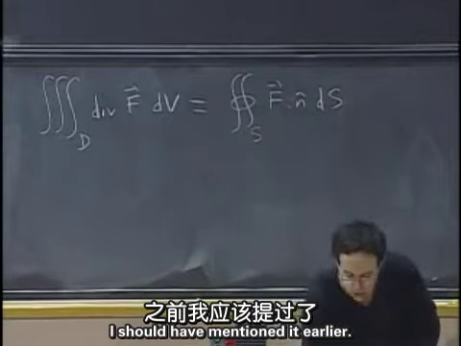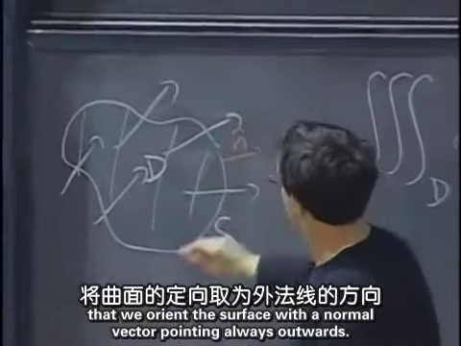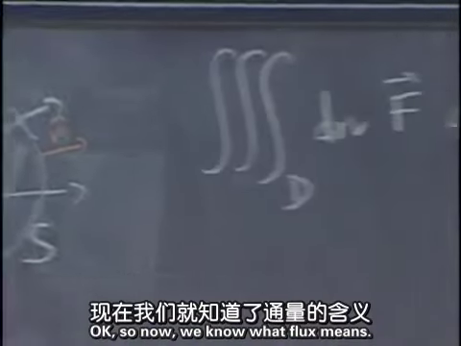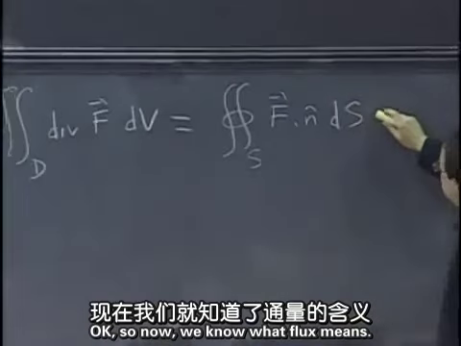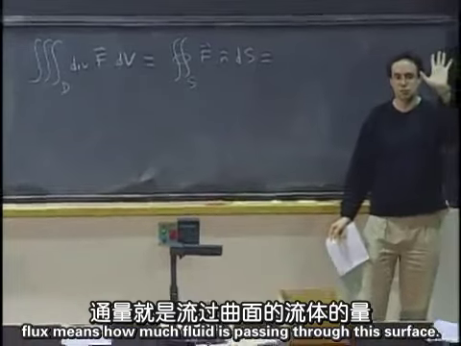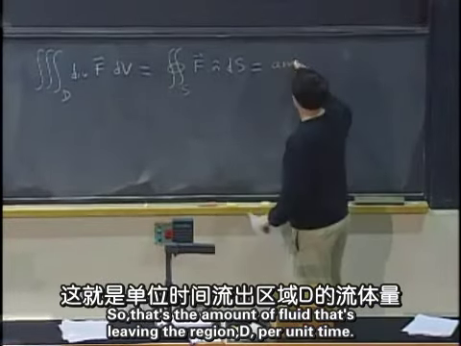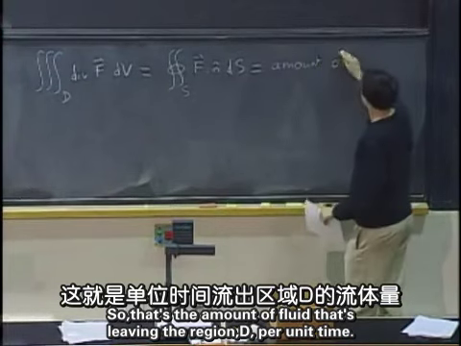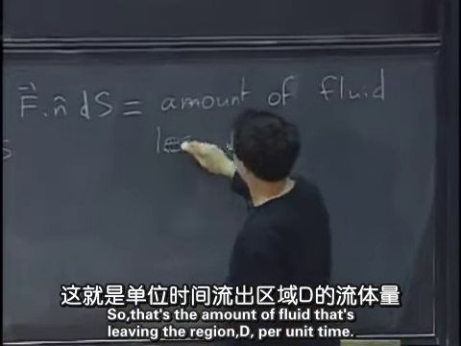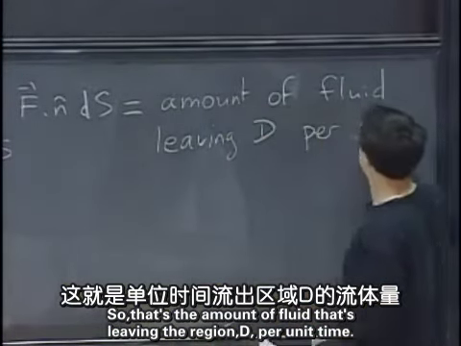I should have mentioned it earlier. The convention in the divergence theorem is that we orient the surface with a normal vector pointing always outward. So now we know what flux means. Remember, we've been describing flux means how much fluid is passing through this surface. So that's the amount of fluid that's leaving the region D per unit time.